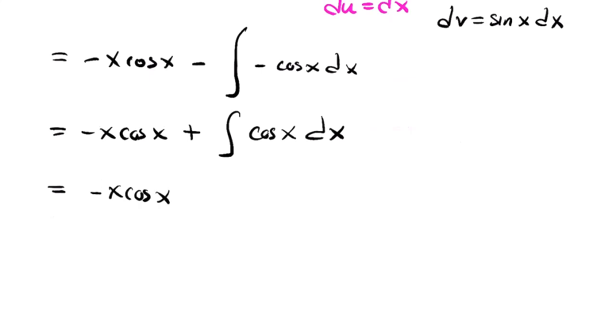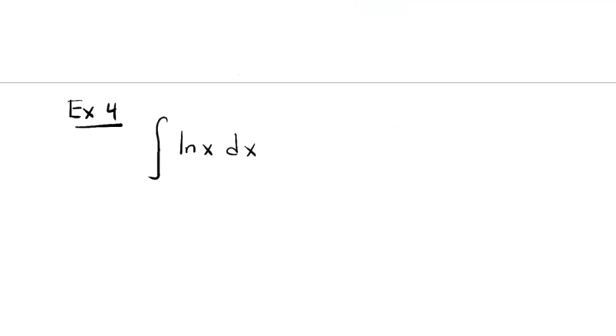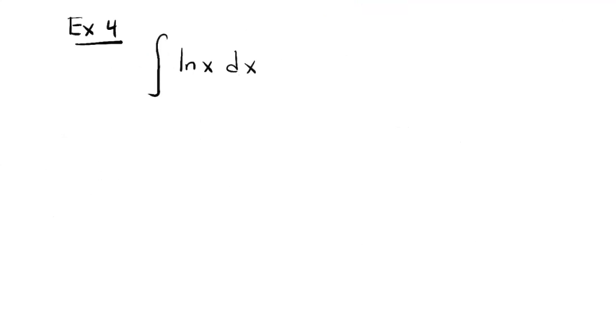Okay, that integral now, the integral of cosine, what's the antiderivative of cosine? It's sine. Check it. There's your second application of parts. Pause, think, reflect. I'm moving on. I'm going to just go fast here.